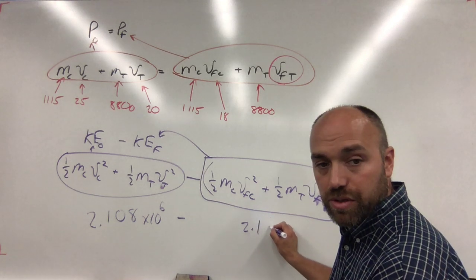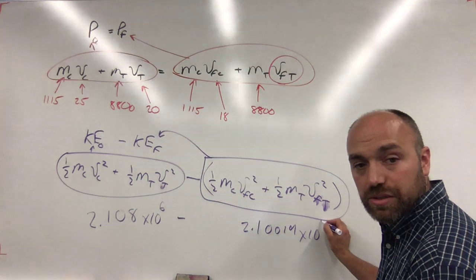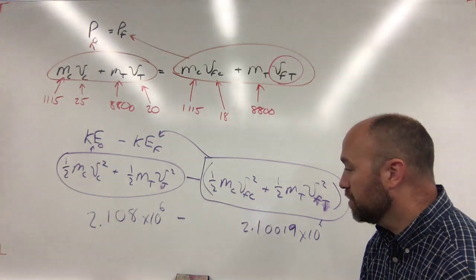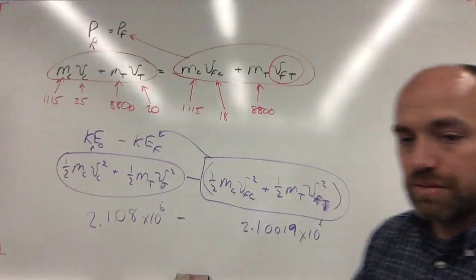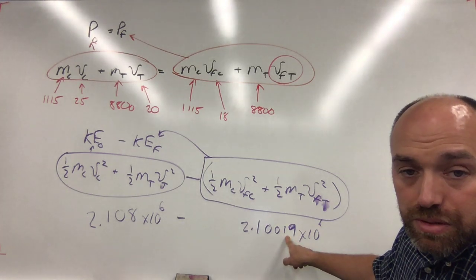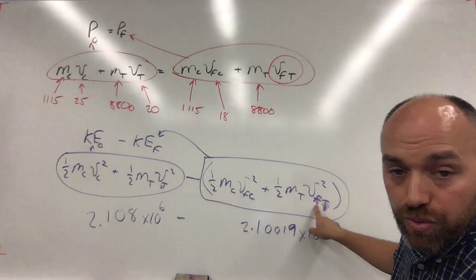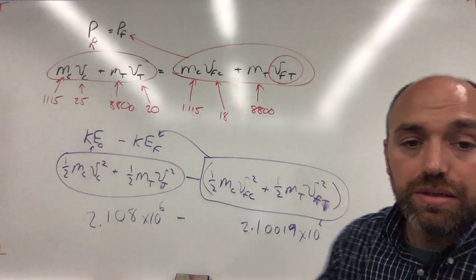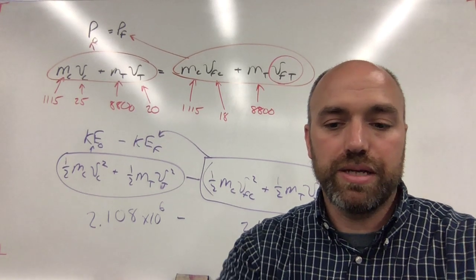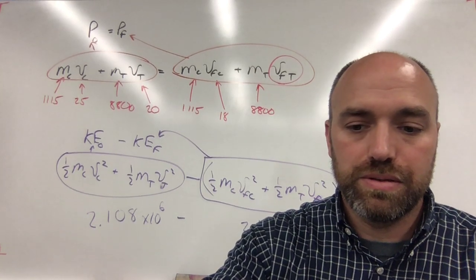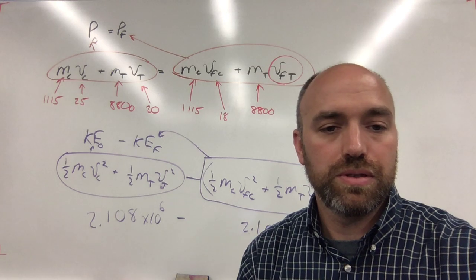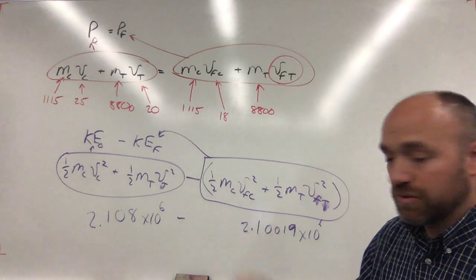I got 22.10019 times 10 to the 6. Is that the same number you got for your final? Yeah, it is. So then you subtract these. Oh, wait. I got 21,000.755. I think you got different numbers here. I put an 18 here and a 20.8869 there. I did 20.89. I didn't think it would make that much of a difference. It might not make any difference in the end, especially since WebAssign only cares about 3 sig figs. Yeah, I get the right answer when I use those numbers. Okay, hang on, let me do that real quick.